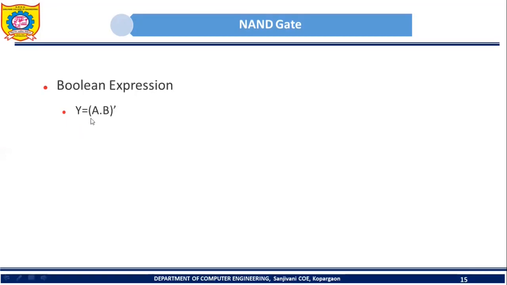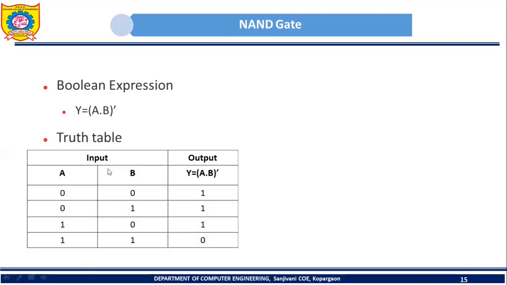Y is equal to (A and B) complete complement. Truth table. So truth table for two input NAND gate is like this. Here A and B are the inputs and Y is output. First of all, you have to write all input combinations. Then see first input combination 0, 0. Perform AND operation between 0, 0. Result is 0. Take its complement. Result is 1. So write that 1 here.